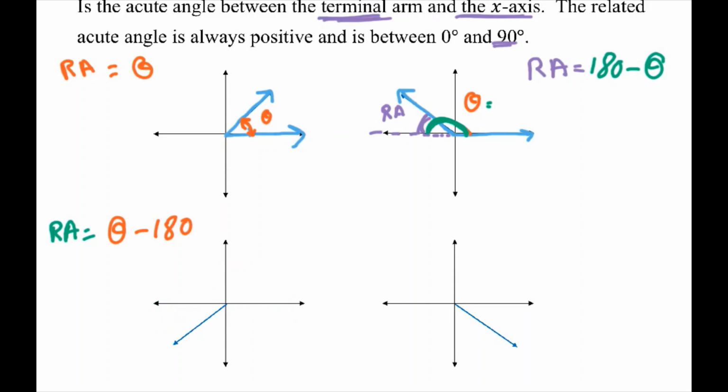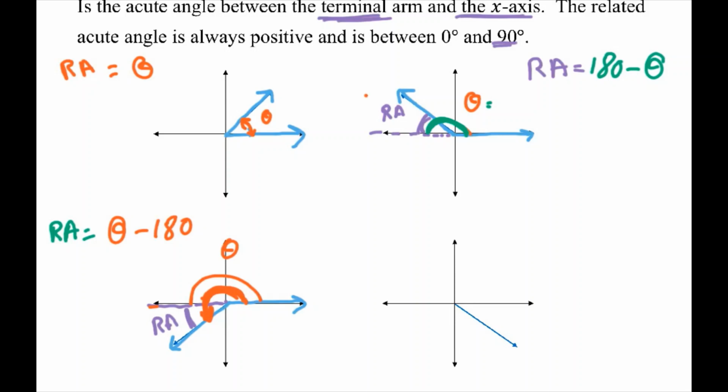One more time here. So that's its initial side, a terminal side. That's my theta. The reference angle is going to be the angle here, the small one here. If I know that theta, let's say, is 250, and I know that from here to here is 180, so 250 minus 180 is going to be my reference angle.